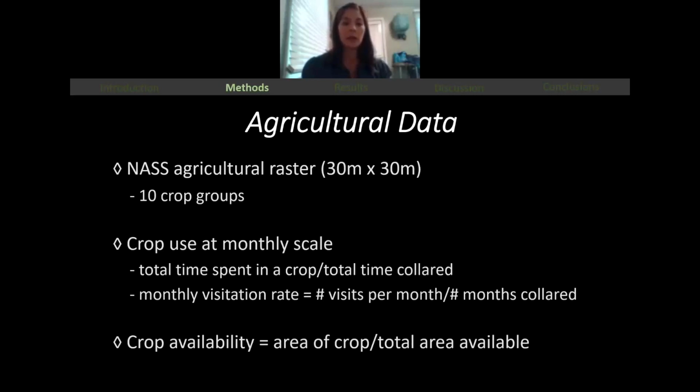For each individual, we also calculated crop availability, and we did that by first taking the total area available to a pig. So essentially taking its whole movement pathway and using a 100% minimum convex polygon. So that was our total area available to that pig using that sort of home range delineation. And then within that 100% MCP, we looked at what crops were available to it and then took the area of those crops and then divided it by that total home range area to get crop availability for each pig in the context of their home range.